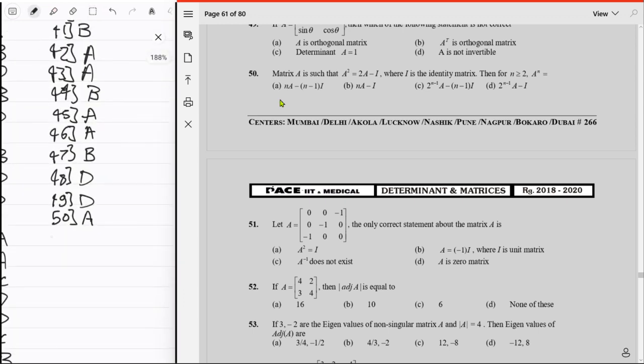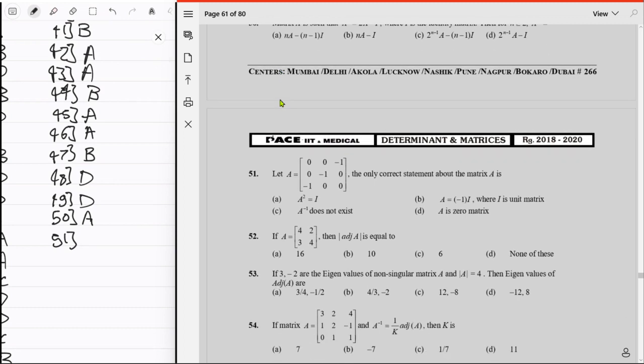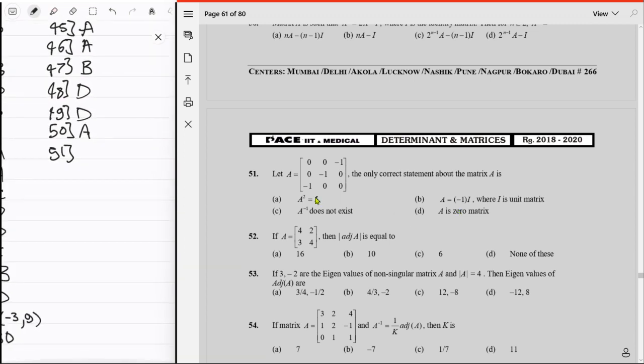51. 51 is: A is equal to this matrix. Okay, the only correct statement about the matrix A is... So it's not, yeah, okay, got it. A squared equal to I. Okay, that's kind of weird. Getting very weird, isn't it? Might just be correct. Who knows? We just figure out if A is actually equal to I.